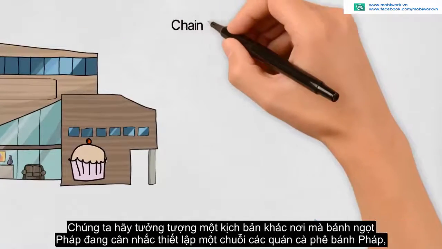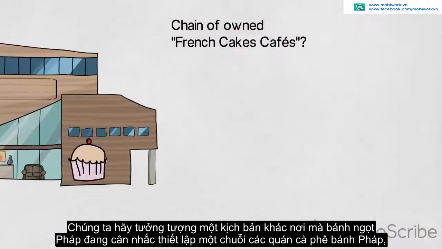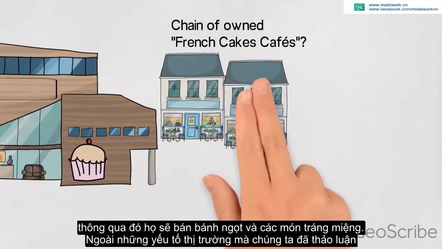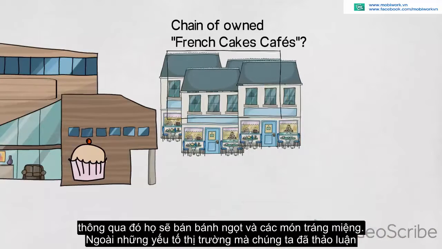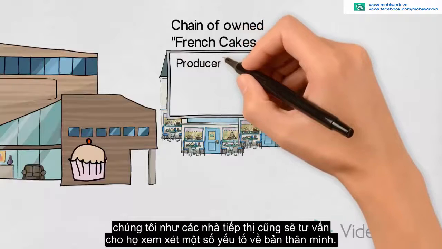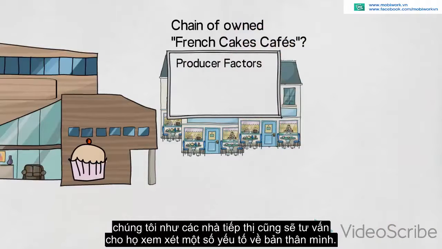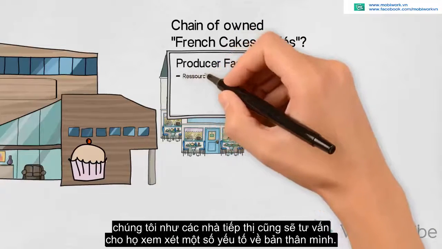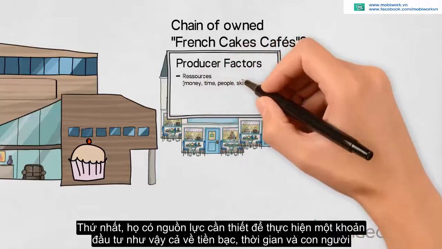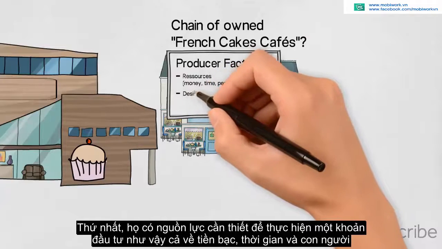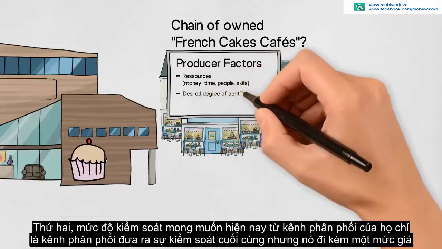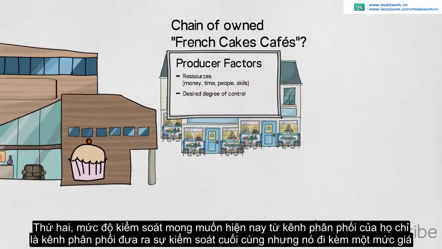Let us imagine another scenario where French Cakes are considering establishing a chain of French Cakes cafes, through which they will sell their cakes and desserts. In addition to the market factors which we have already discussed, we as marketers would also advise them to consider some factors about themselves. Firstly, do they have the required resources to undertake such an investment, regarding both time, money, and people? Secondly, what level of control do they desire from their distribution channel?